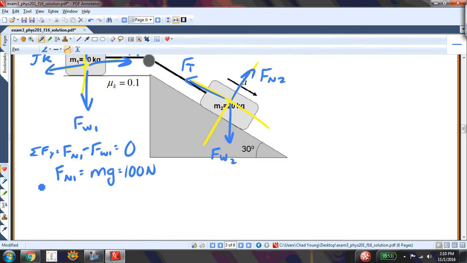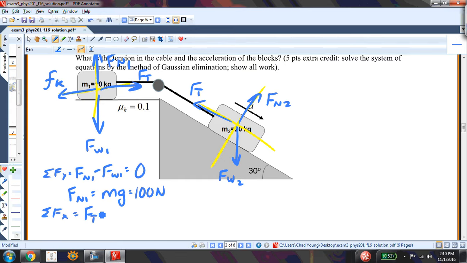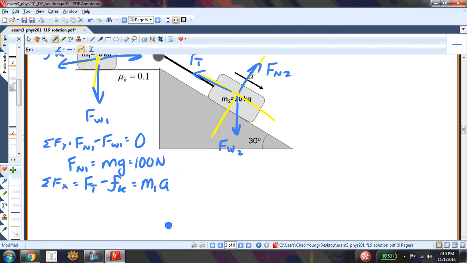Now, I can also say the sum of the forces in the x direction is Ft minus Fk is equal to m1 times the acceleration. I don't need to put a subscript on the acceleration because both blocks are going to accelerate at the same rate. So I can just leave that as m1 times a, but I do need a subscript on the m because I'm dealing with my first mass.